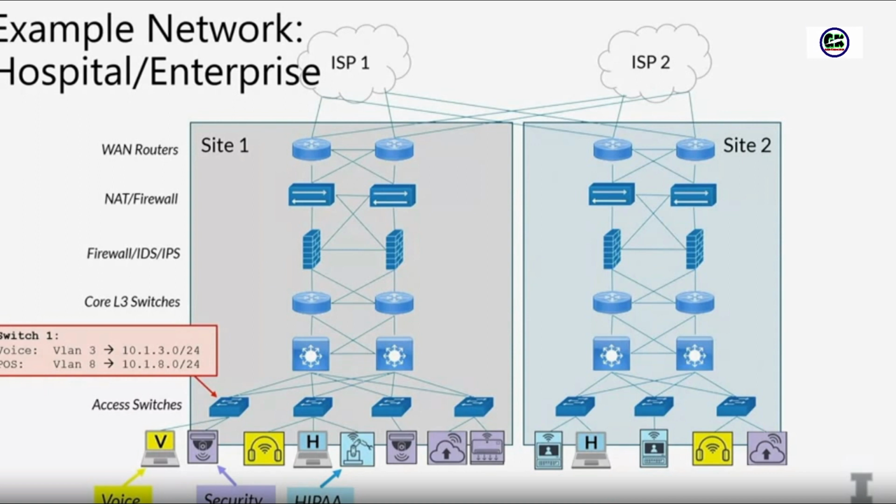So you can see what I'm doing here is I'm configuring these VLANs. VLAN 3 at switch 1 is going to be put on 10.130/24, whereas VLAN 8 is going to be 10.180/24. So what I'm doing here is I'm using the second octet of the IP address as a switch number and the third octet as the VLAN number. And I don't have to do this. I can just create these VLANs and give arbitrary prefixes to each VLAN.